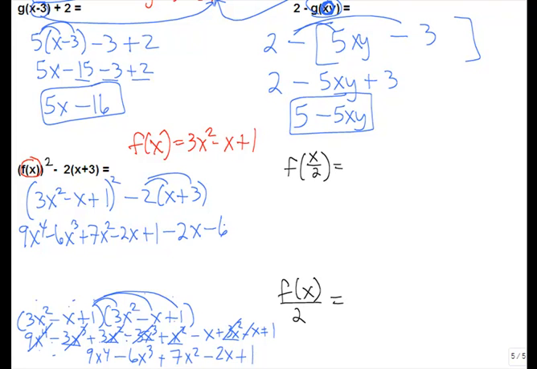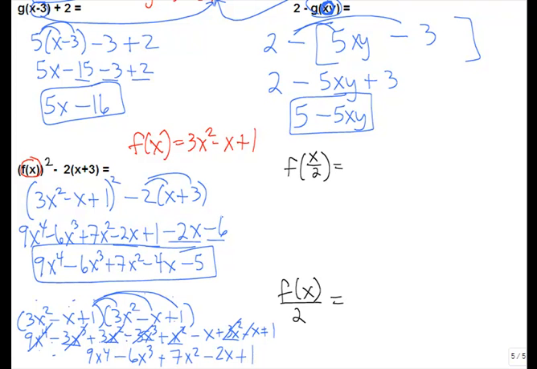And that's going to give me just a couple more like terms, so my final answer will be 9x to the 4th minus 6x cubed plus 7x squared. A minus 2x and a minus 2x is a minus 4x, and a plus 1 minus 6 is a minus 5. And here's my final answer.